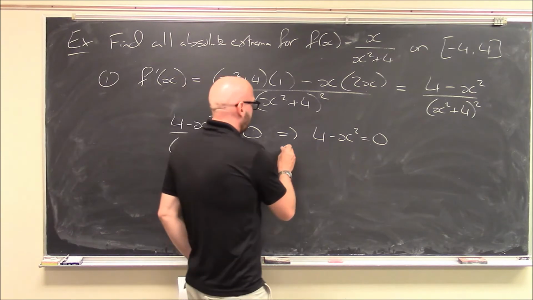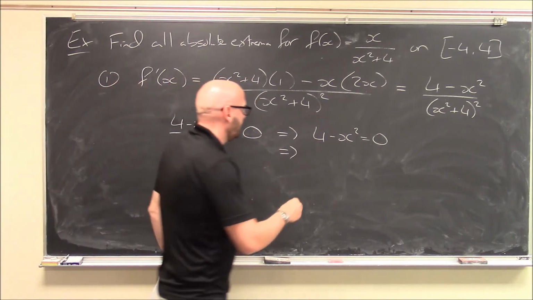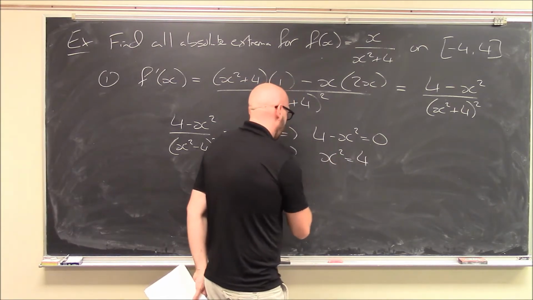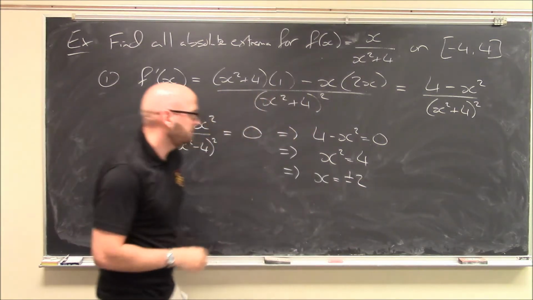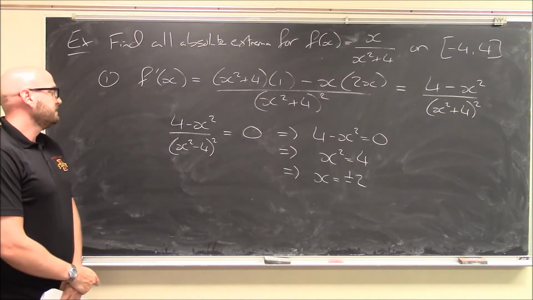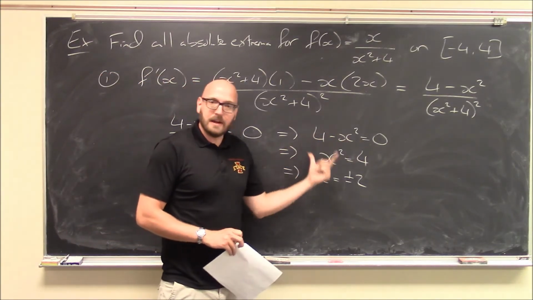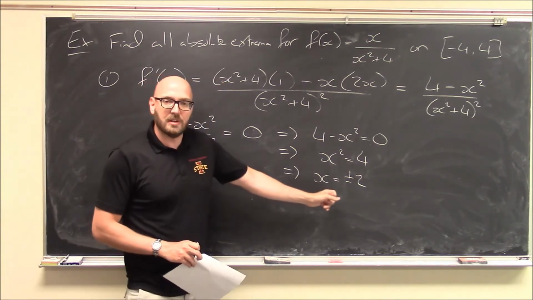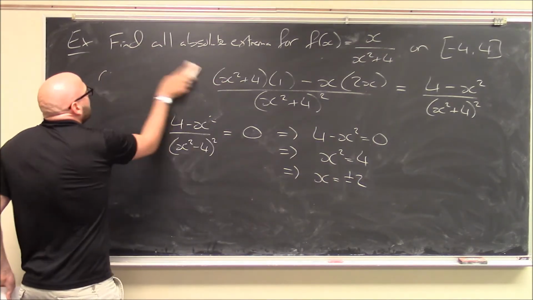What now? A couple of ways you can solve this. How about we do it this way? This means x squared is equal to 4, so x is plus or minus 2. The other way is recognize this is the difference of two squares, factor it to get 2 minus x, 2 plus x. You still get the same thing, x is plus or minus 2. Okay, there's our critical numbers.